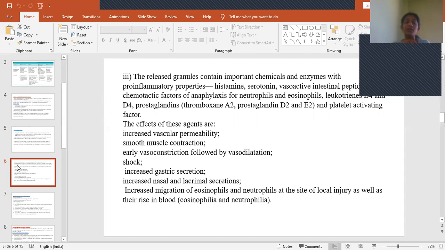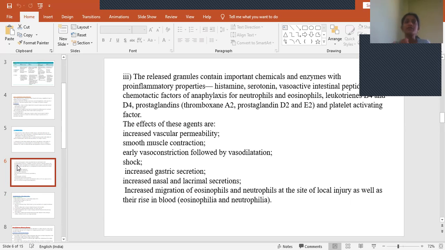What are the things that are released? Histamine, serotonin, vasoactive intestinal peptides, chemotactic factors, eosinophils, leukotrienes, prostaglandins, platelet activating factors. So all these which are present in the mast cells and basophils will be released. These pro-inflammatory mediators which have been released will cause cell injury or tissue damage.